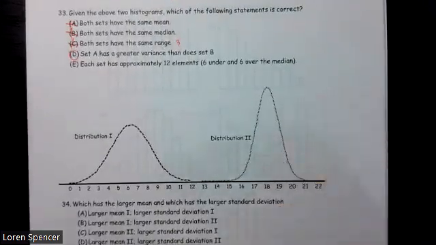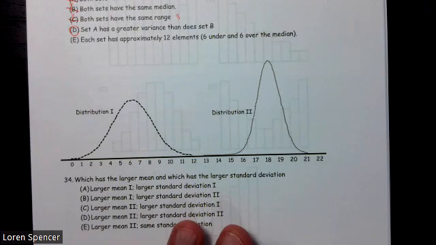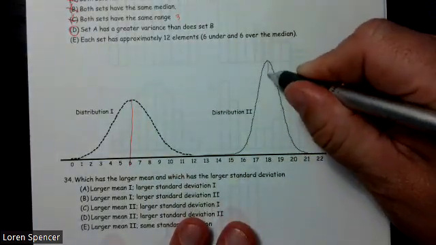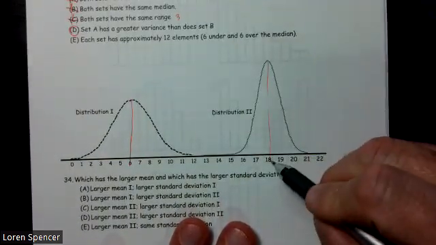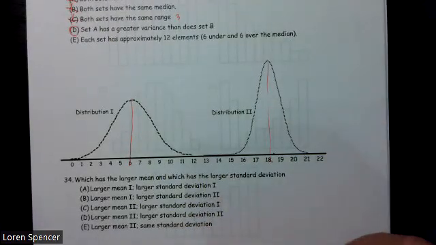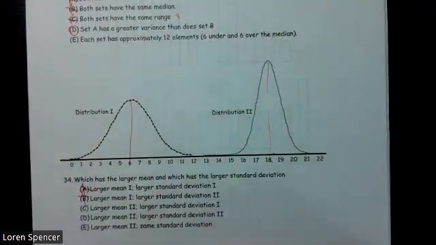Number 34. Which has the larger mean and which has the larger standard deviation? All right. So, distribution 2 definitely has the larger mean. So let's work with the larger mean. That gets rid of A and B.